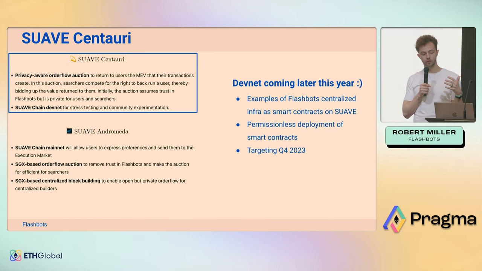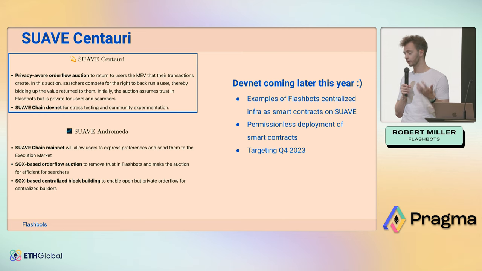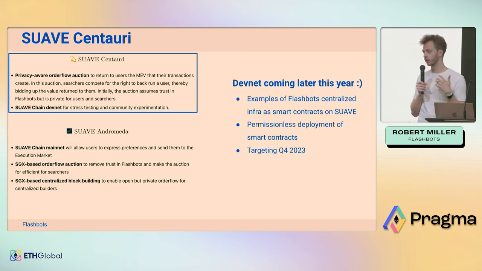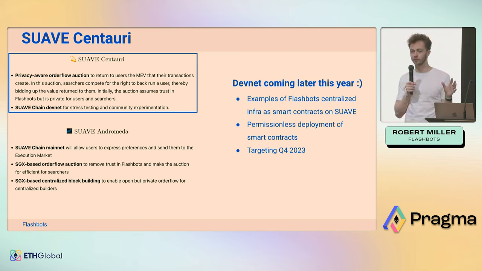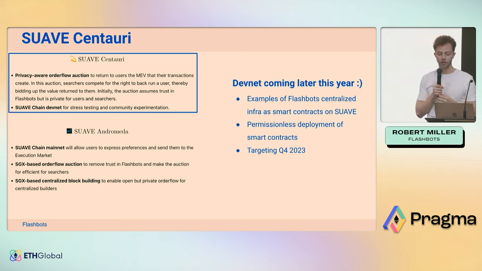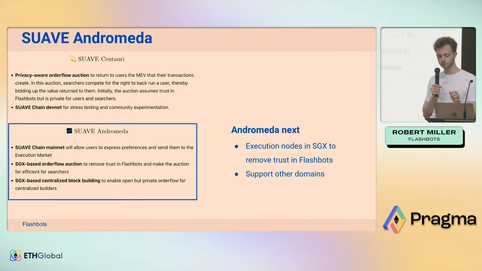And we're moving towards the Centauri release that I talked about in the introduction, which is a devnet that we're going to be launching in the fourth quarter of this year, when anyone that wants to can deploy their own MEV infrastructure as smart contracts on SUAVE. We'll share examples of what it looks like to take all of our centralized infrastructure, create them as smart contracts on SUAVE using the MEVM. And again, we're targeting the fourth quarter of this year.